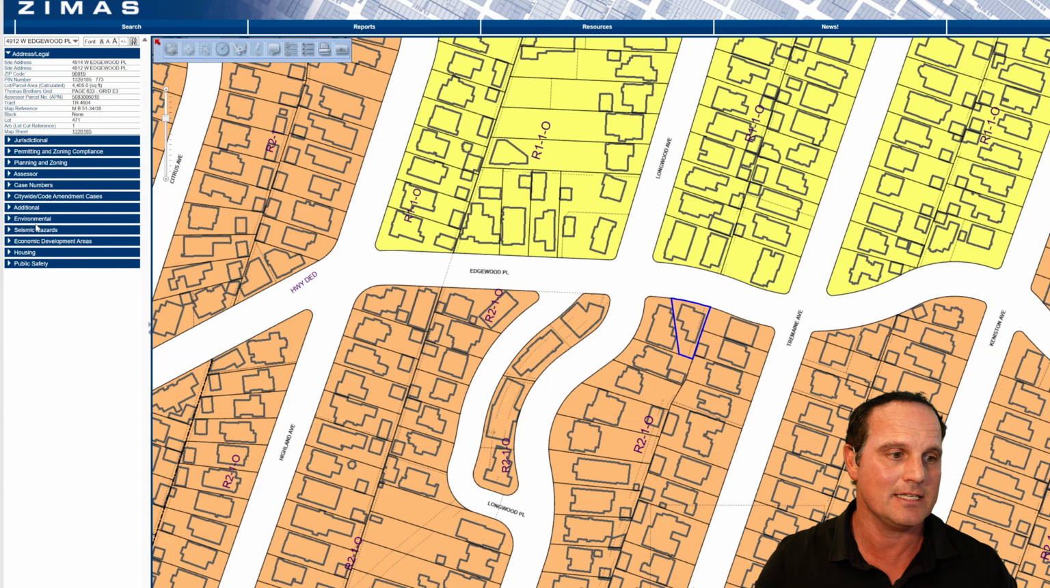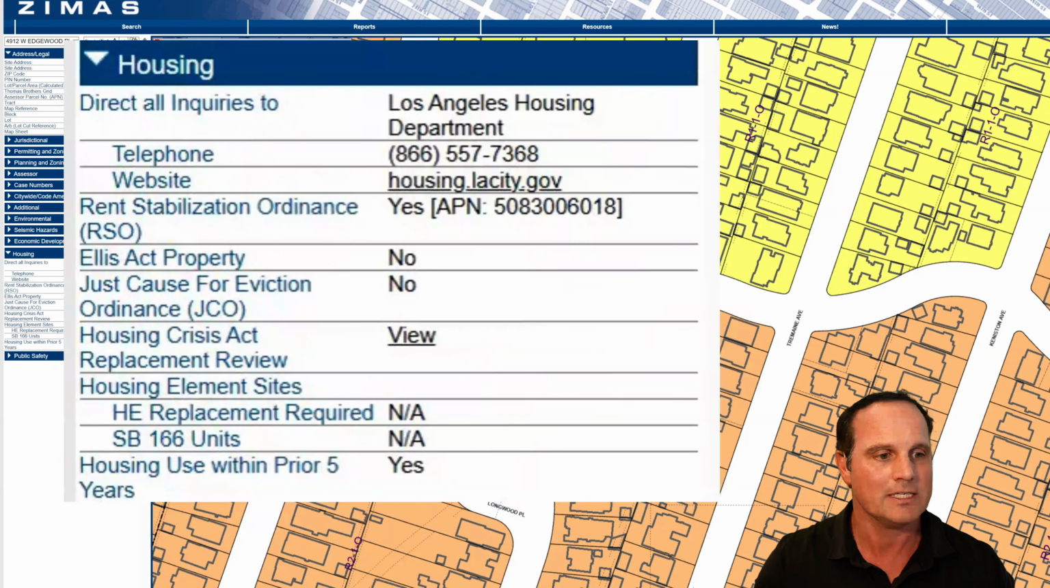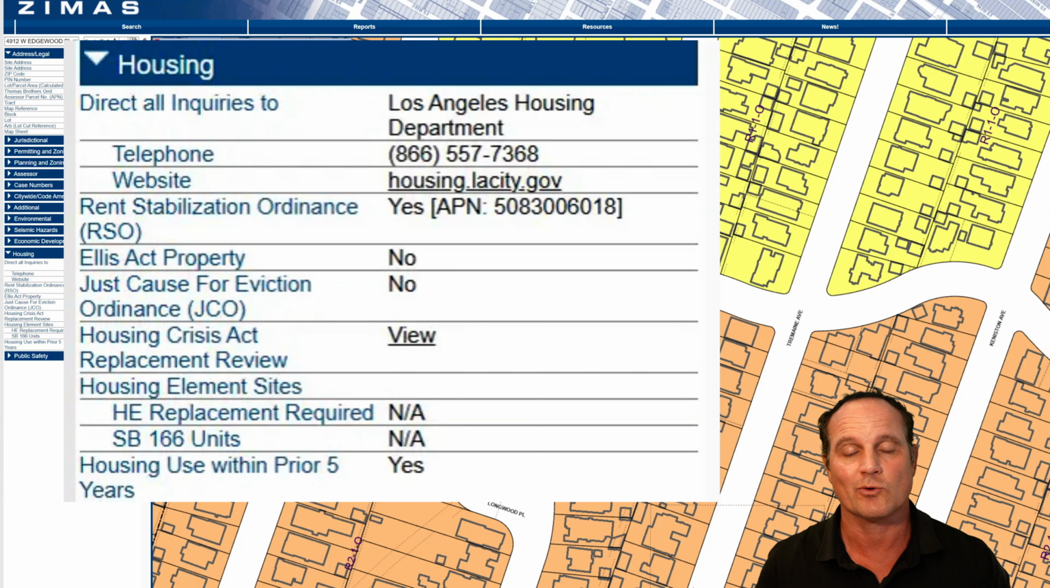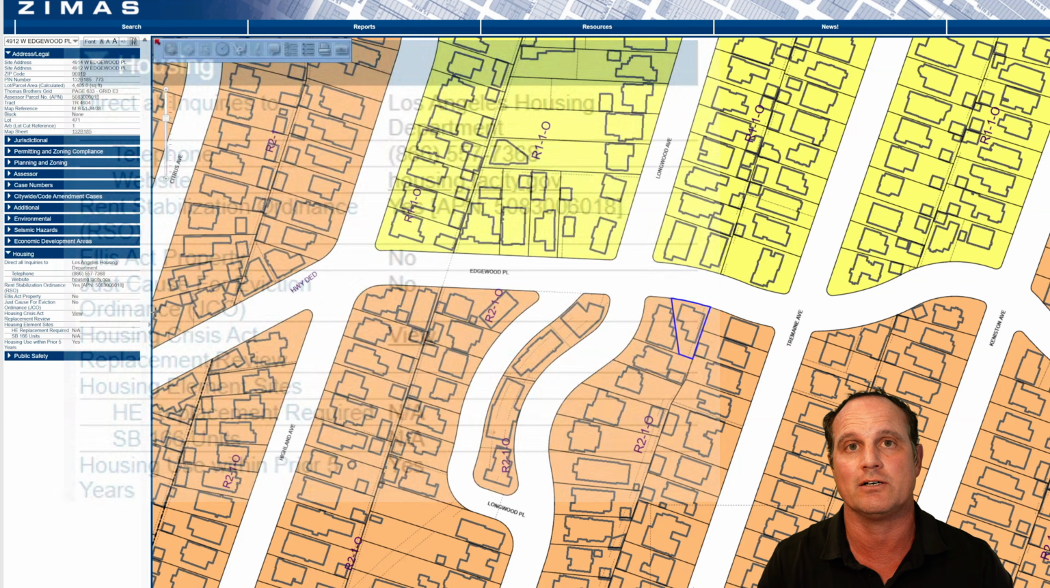In this case, the ZIMAS site also tells us here in the corner whether the property is subject to the rent stabilization ordinance. So this is a recent listing of mine, and it is indeed subject to the RSO. Number 2.